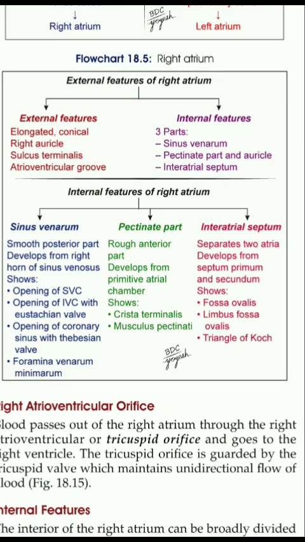The sinus venarum is the smooth posterior part and develops from the right horn of the sinus venosus. The pectinate part is the rough anterior part. The interatrial septum separates the two atria, develops from the septum primum and secundum, and shows the fossa ovalis, limbus fossa ovalis, and triangle of Koch. The sinus venarum shows the openings of the superior vena cava, the inferior vena cava with the eustachian valve, the coronary sinus with the thebesian valve, and the foramina venarum minimarum. The pectinate part develops from the primitive atrial chamber and shows the crista terminalis and musculi pectinati.